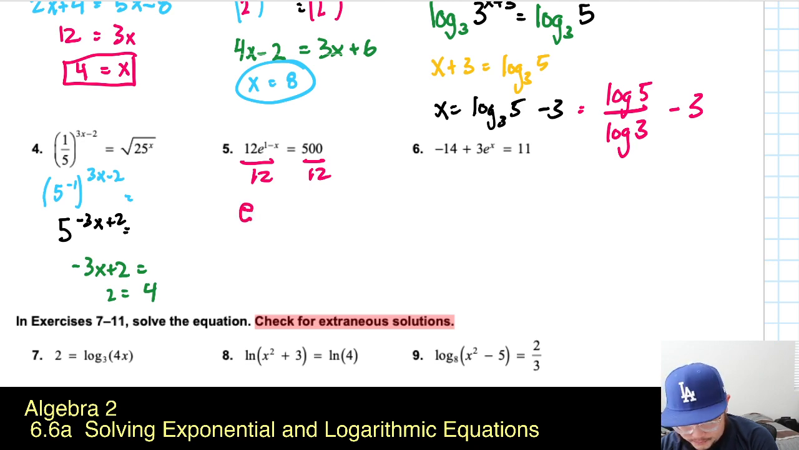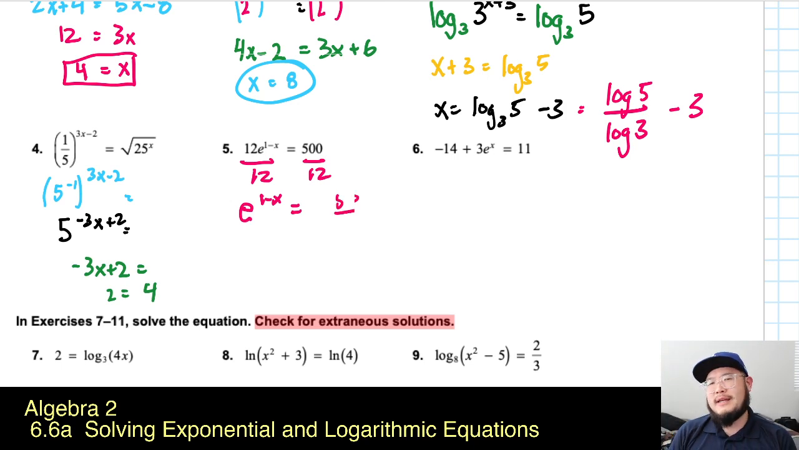And we could leave it as 500 over 12, we could simplify it. If you realize, hey, I could simplify this. Actually, let's keep it as is for now. Eventually, we will have to simplify this. So now, I've got a base of e. How do I get rid of that base of e?